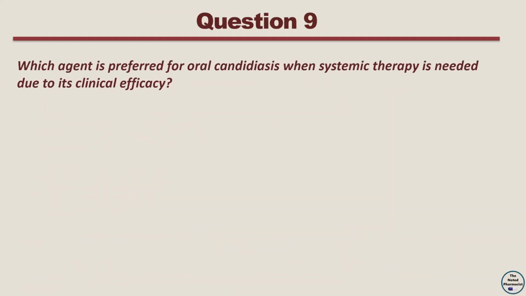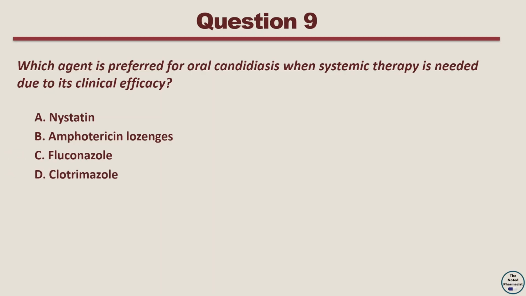Question 9. Which agent is preferred for oral candidiasis when systemic therapy is needed due to its clinical efficacy? Option A, nystatin. Option B, amphotericin lozenges. Option C, fluconazole. Option D, clotrimazole. Option E, miconazole.